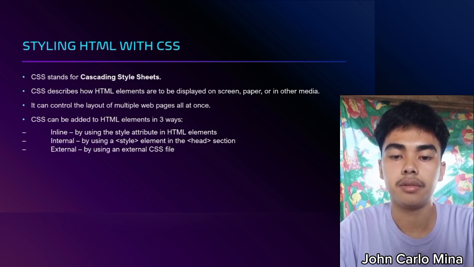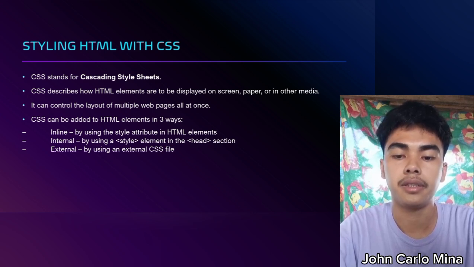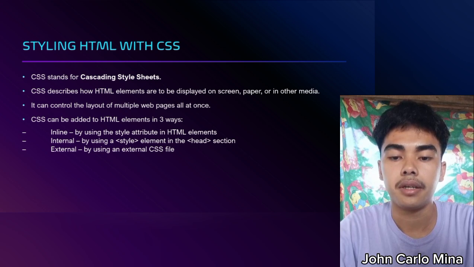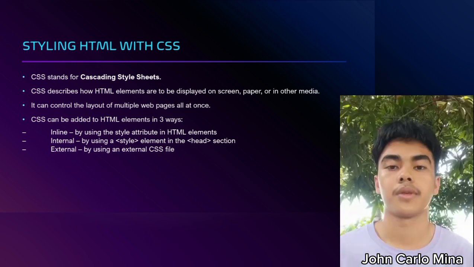CSS can be added to HTML elements in three ways. One, inline, by using the style attribute in HTML elements. Two, internal, by using a style element in the head section. Three, external, by using an external CSS file.